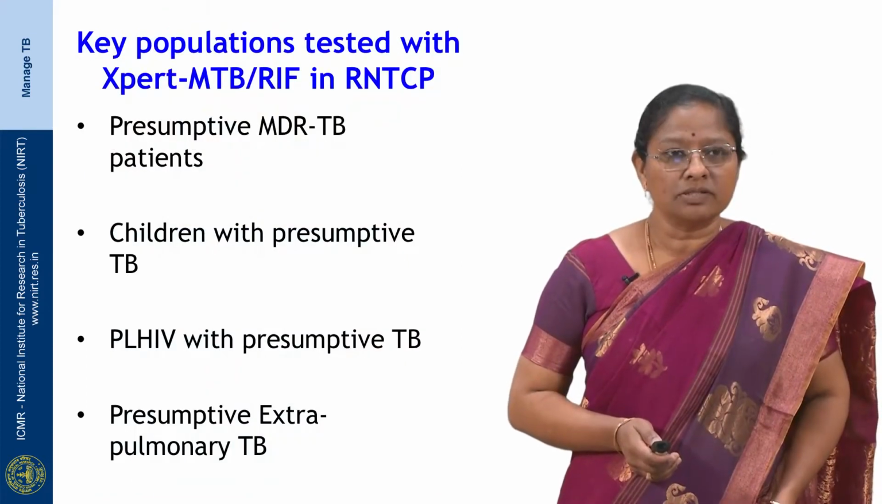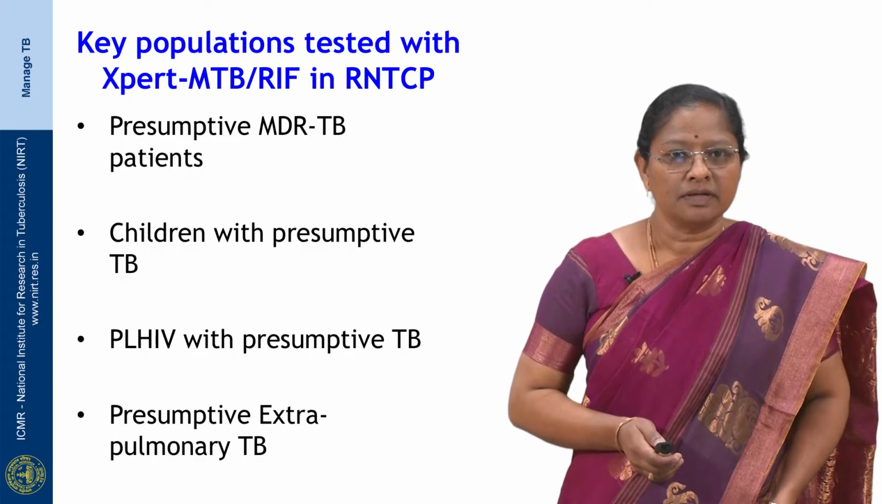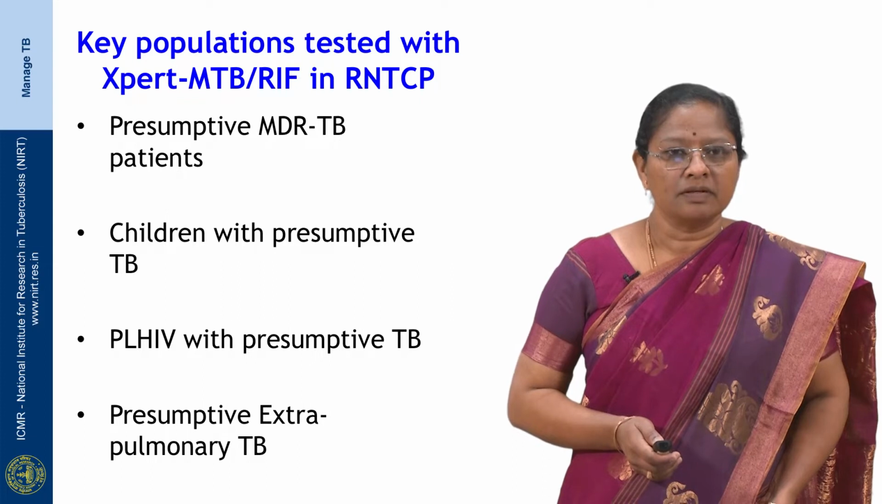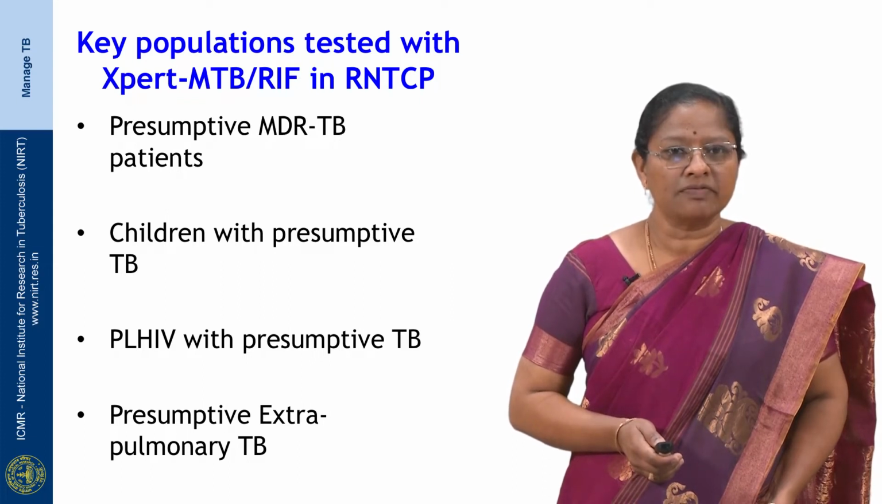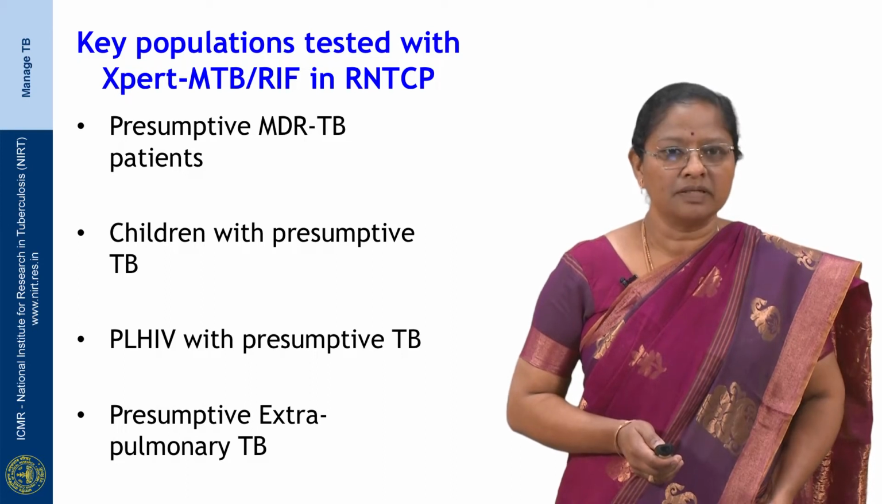So, let us look at the key population that are tested by MTB RIF as given by the guidelines of RNTCP. Patients who are suspected of MDR tuberculosis, which includes retreatment cases, failure cases or contacts of MDR TB, could be tested by GeneXpert, and also children who are suspected of tuberculosis and people who are living with HIV and having symptoms suggestive of tuberculosis could be tested by GeneXpert.